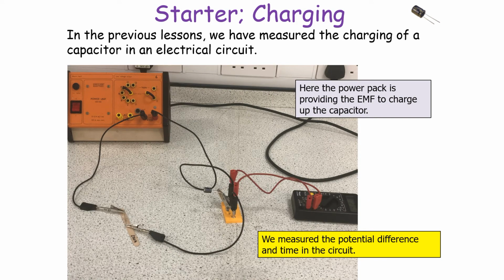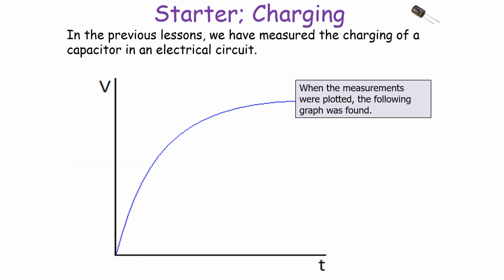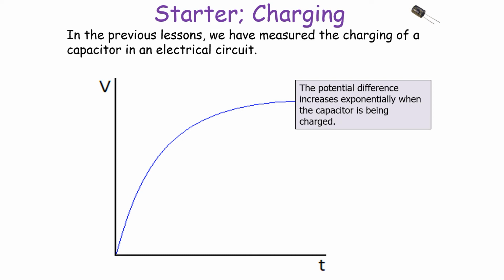So what we can actually do is, let's now consider our charging effect, and we've got our multimeter measuring our potential difference across the capacitor to look at how the rate of charging occurs. So when you plot the measurements of the potential difference across the capacitor with time taken to charge, you get the following graph. So the potential difference increases exponentially when the capacitor is being charged.